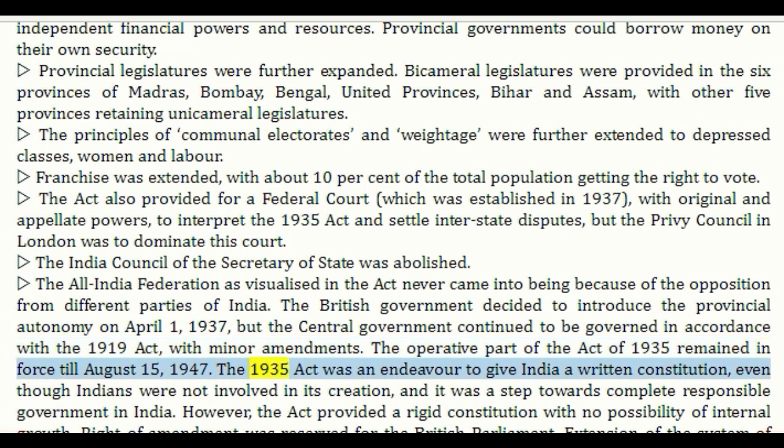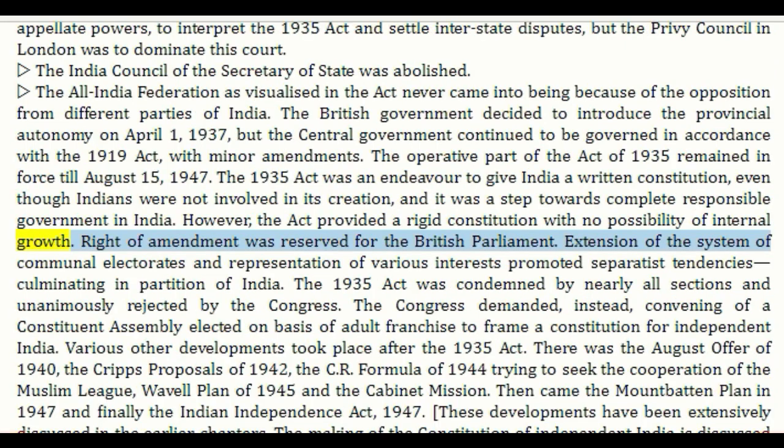The 1935 Act was an endeavour to give India a written constitution, even though Indians were not involved in its creation, and it was a step towards complete responsible government in India. However, the Act provided a rigid constitution with no possibility of internal growth. Right of amendment was reserved for the British Parliament. Extension of the system of communal electorates and representation of various interests promoted separatist tendencies, culminating in partition of India.